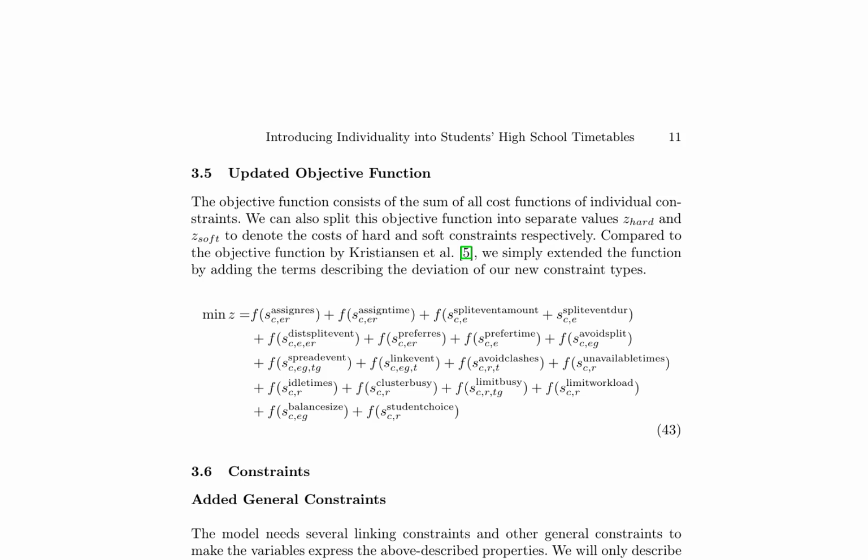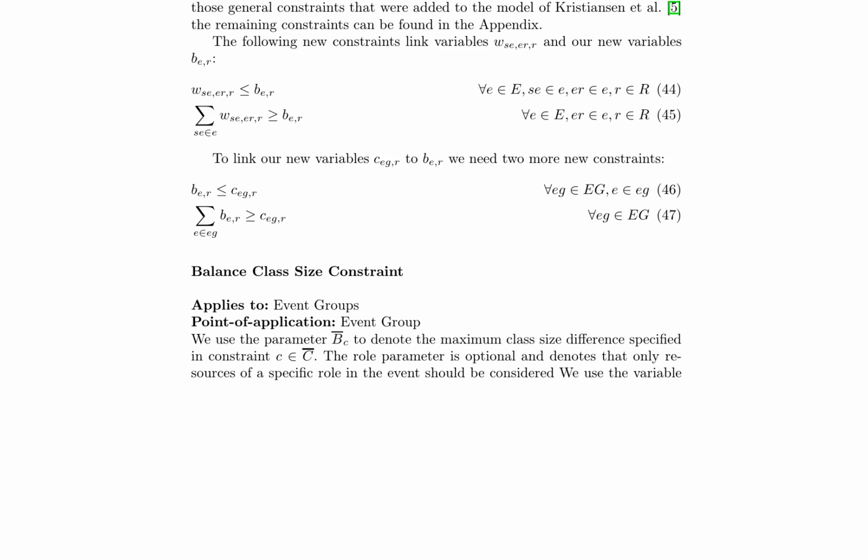The research introduces individuality into students' high school timetables by extending the objective function to include new constraint types. The objective function now considers the costs of hard and soft constraints, deviation from new constraints, and additional terms. Novel constraints link variables to express properties, ensuring balance in class sizes and student choices.